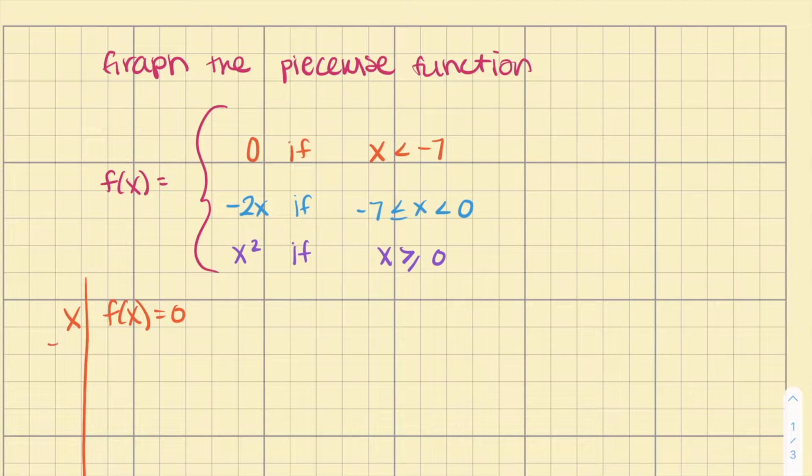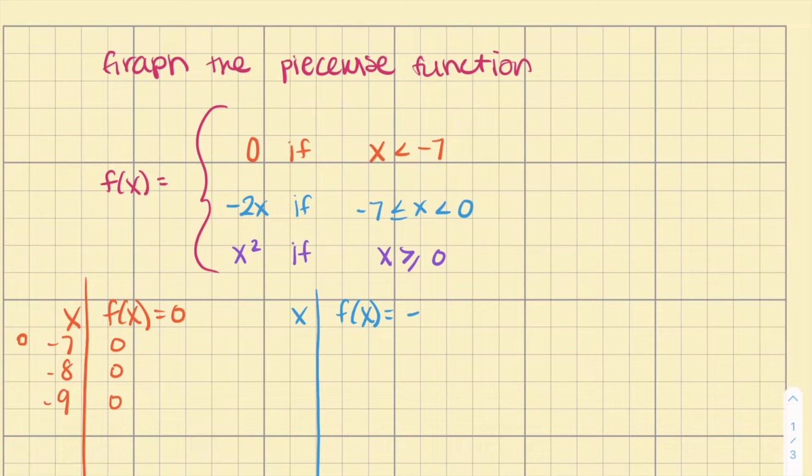So at -7, it'll be 0, although it will be an open circle on the graph because we do not have it equal to -7, it's just less than. At -8, it'll also be 0, -9, 0, and so on. Our second one, pick some points.